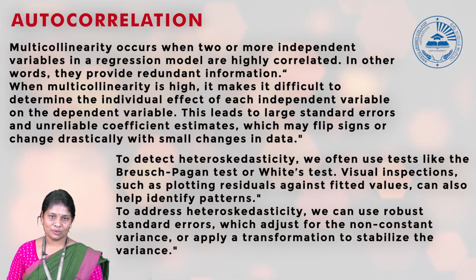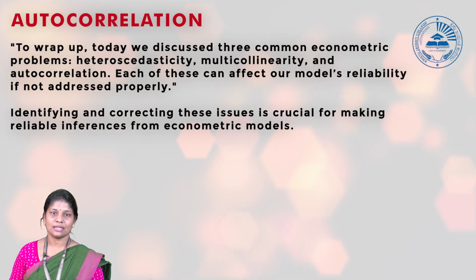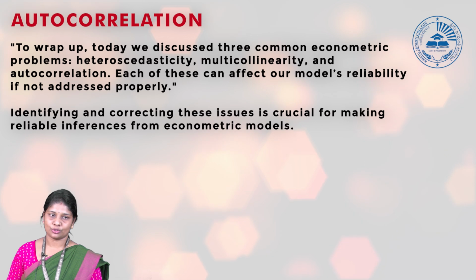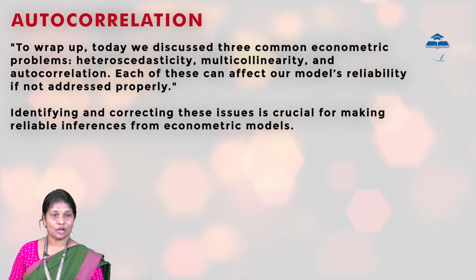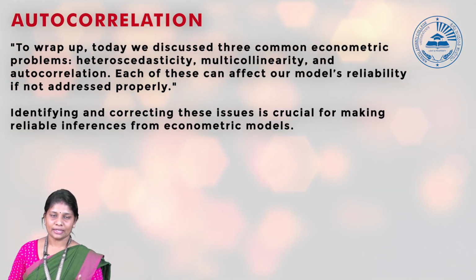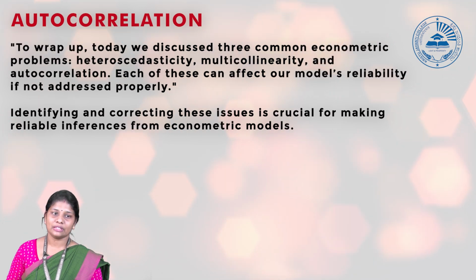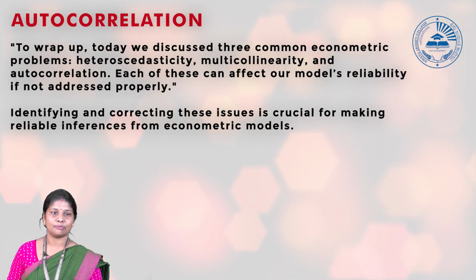To wrap up, today we discussed three common econometric problems: heteroscedasticity, multicollinearity and autocorrelation. Each of these can affect our model's reliability if not addressed properly. Identifying and correcting these issues is crucial for making reliable inferences from econometric models.